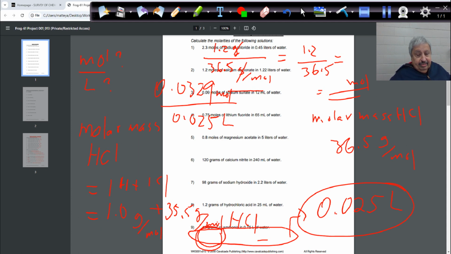We converted the milliliters of HCl into liters. It came out to be this, and this came out to be the moles. This is 1.2 divided by the molar mass, 36.5. And then when you divide those, you get the mole per liter, the molarity.